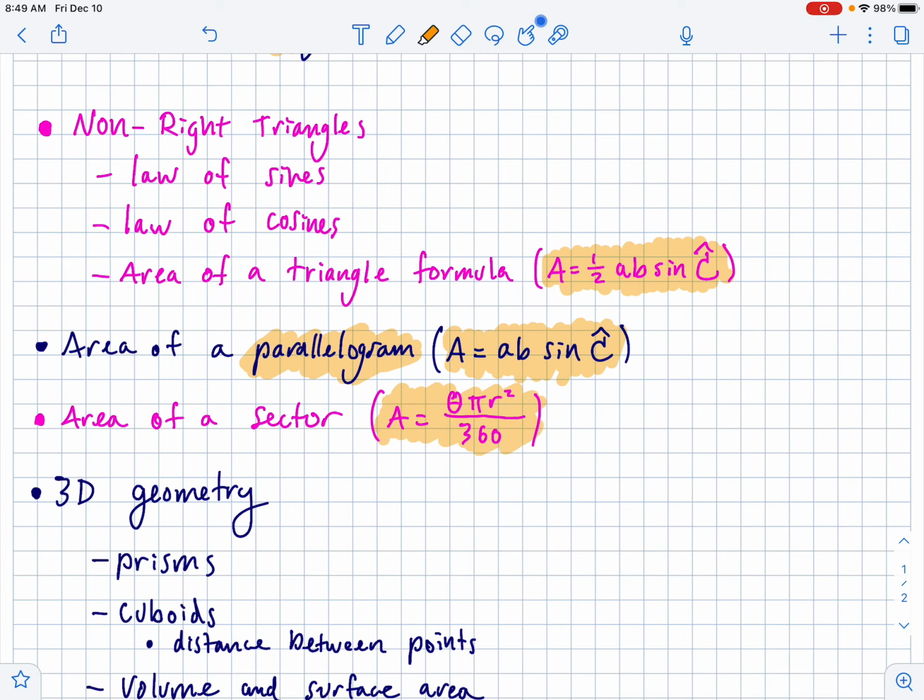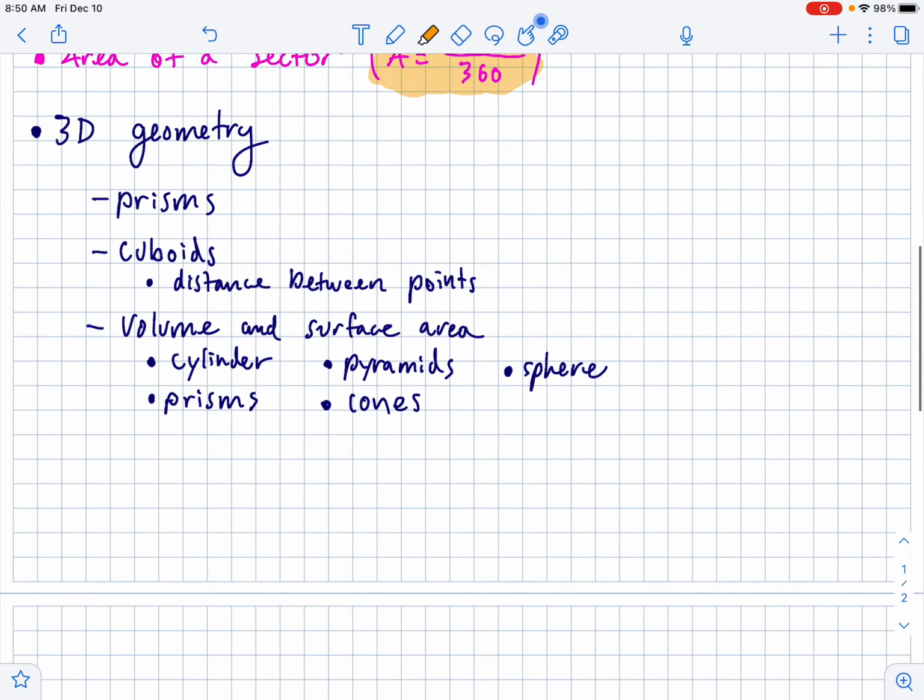That's theta pi r squared divided by 360. Remember, we never did radians. We always did degrees. Make sure your calculator's in degree mode as well when you're calculating those.